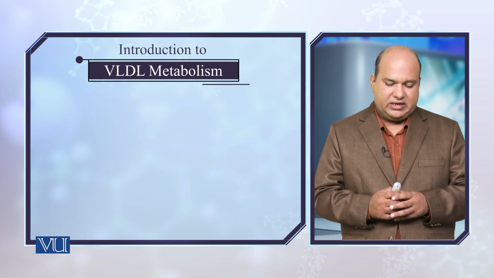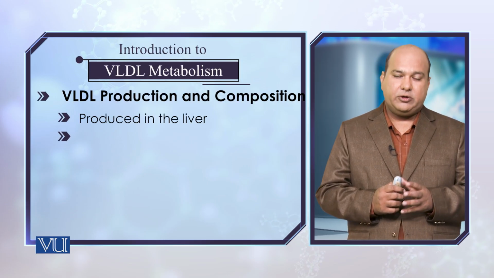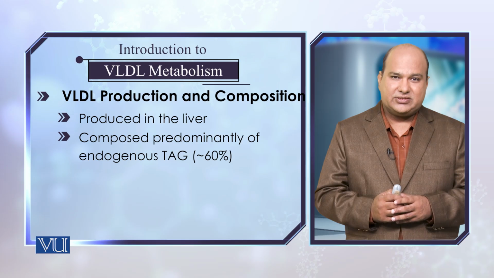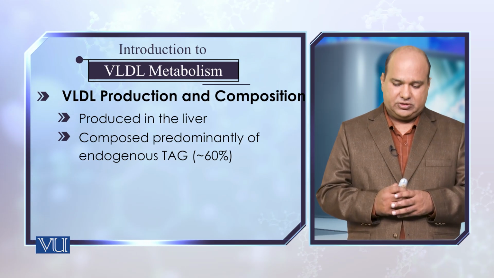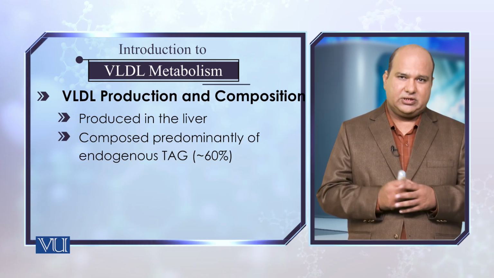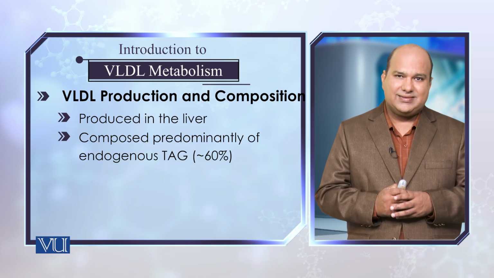So, you know that VLDLs are those lipoproteins which are relatively smaller than the chylomicrons, because they are relatively denser as compared to chylomicrons, but still they have a very large amount of lipids as compared to the other lipoproteins. It is composed predominantly of triacylglyceride, which makes up 60% of the composition of the VLDLs.